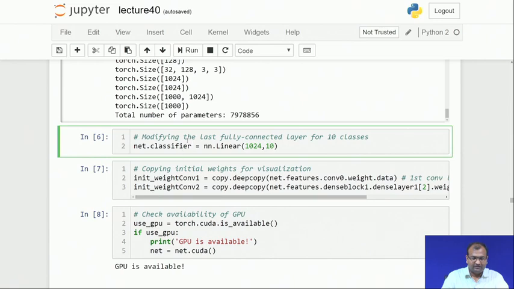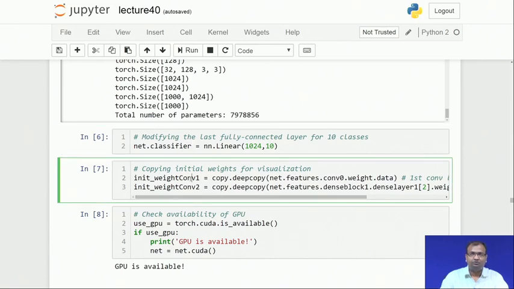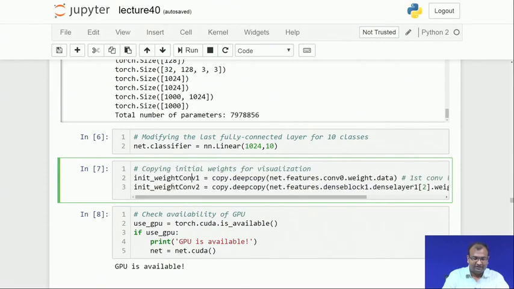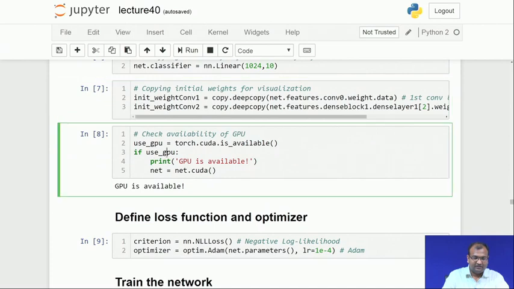Now that we have our modified new network which can work on CIFAR-10, we start by copying down the weights. Once we copy all the weights, we keep them over there, and then I check if a GPU is available for my system to work on. If a GPU is available, that's well and good, and we can keep proceeding.